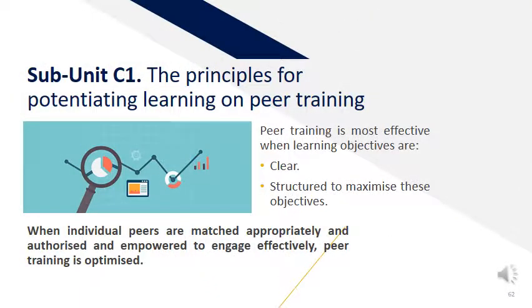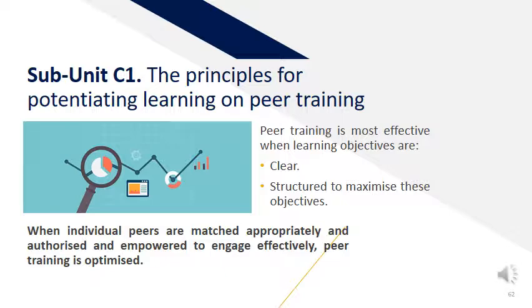Subunit C1. The principles for potentiating learning on peer training. Peer training is most effective when learning objectives are clear and peer engagements are structured to maximize these objectives. When individual peers are matched appropriately and authorized and empowered to engage effectively, peer learning is optimized. Learning is best facilitated when peers do things together and reflect regularly on what they are learning.